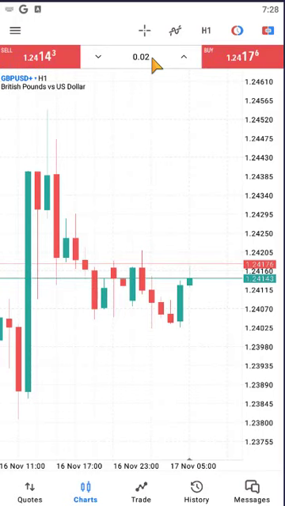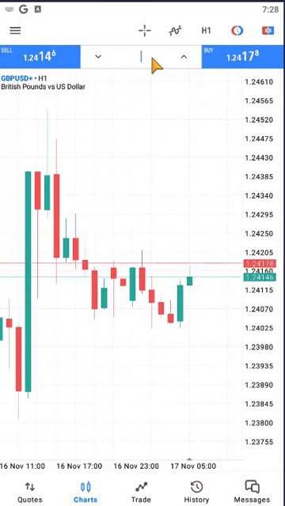0.02 will give you 2 times of it. What about 0.05? Of course, 5 times bigger than 0.01. So it ranges from 0.01 to 0.09. Once it crosses over to 0.1, that means you are now on the mini lot size, which is 10 times bigger than 0.01. So this mini lot size ranges from 0.1 to 0.9.